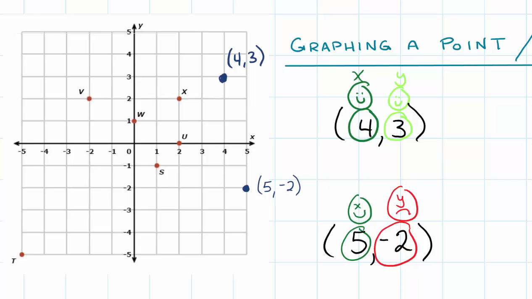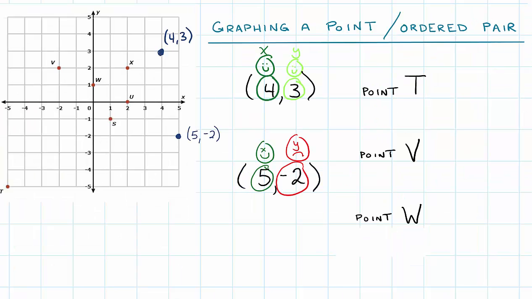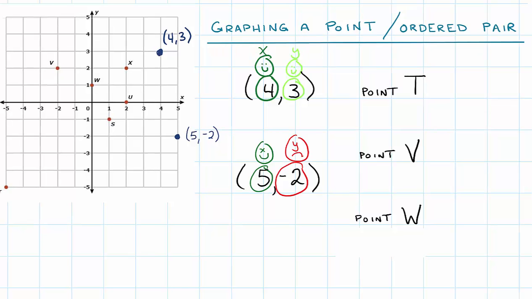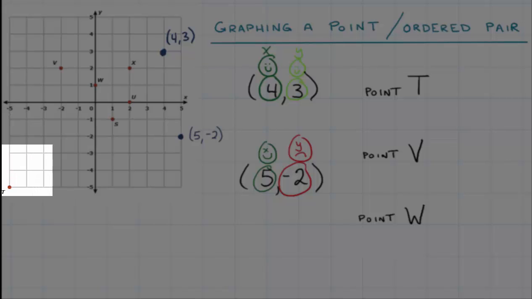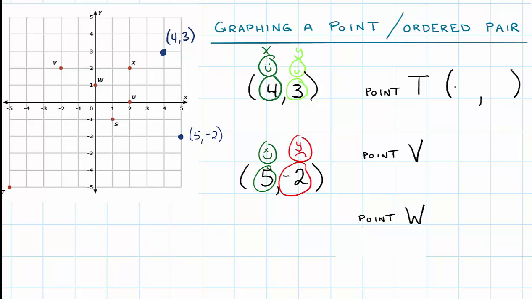Okay, let's see if we can name where some of these points that are already graphed for us actually are. Now let's try to find where point T actually is on our coordinate plane. You see that it's right here on my graph. This is quadrant 3. And what I notice about quadrant 3 are the x values are negative and so are the y values. So I know that I'm going to have a negative number followed by another negative number.